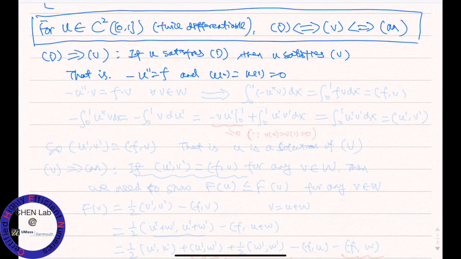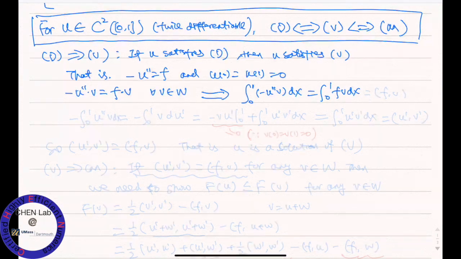Now what do we have is that you can multiply. If you tell me negative u double prime is equal to f, I can multiply both sides by v. That's still equal, right? I can take this v to be any function in the space W. I multiply by the same thing, it is still equal. The next step is that after I multiply, I integrate from 0 to 1. That's still equal, because if the two functions are equal, their integrals must be equal as well.